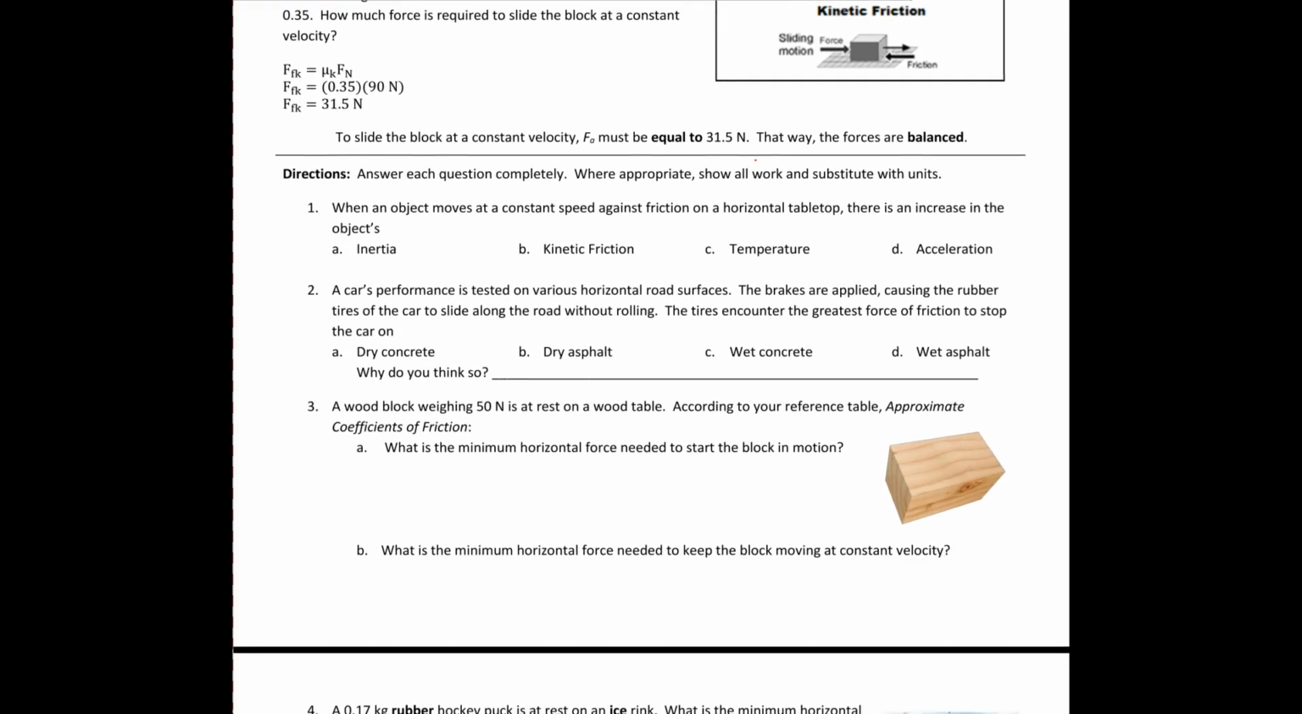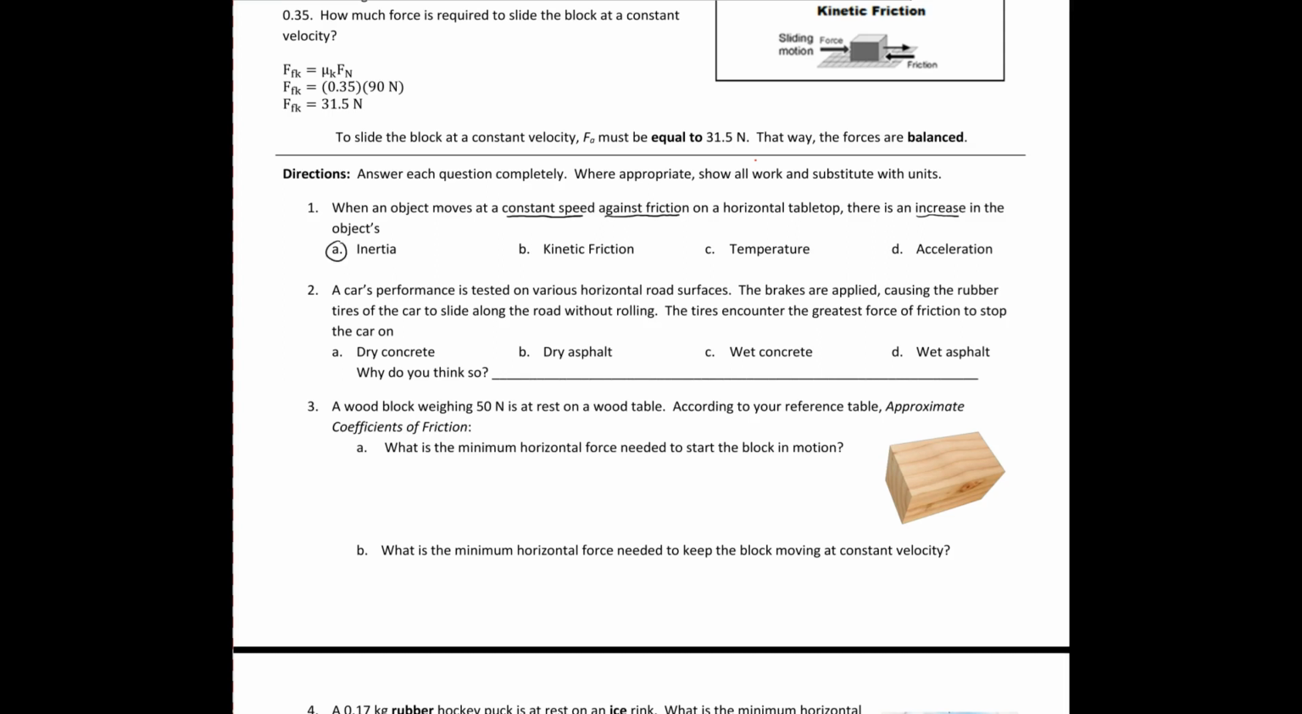Number one, when an object moves at a constant speed against friction on a horizontal tabletop, there is an increase in the object's blank. All right, so a couple of things. It's moving at constant speed. It's going against friction. And they're looking for an increase in something.